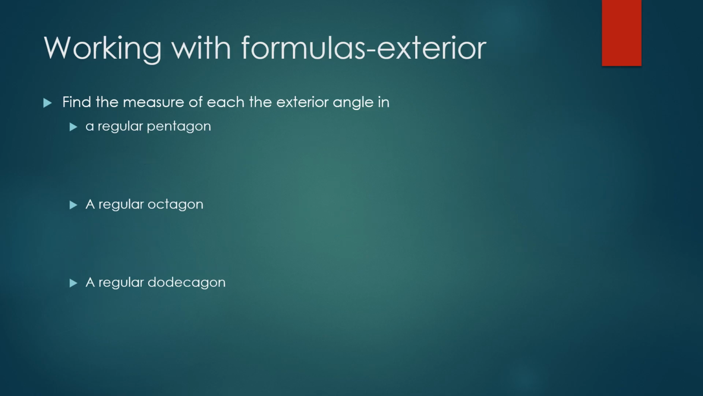Now let's work with the exterior angles. Remember, this one was B equals 360 degrees divided by n. As long as we know n, we can find the measure of the exterior angles. Again, n is 5 and n is 8. So B, the measure of the exterior angle, is going to be 360 degrees divided by 5, which is 72 degrees.